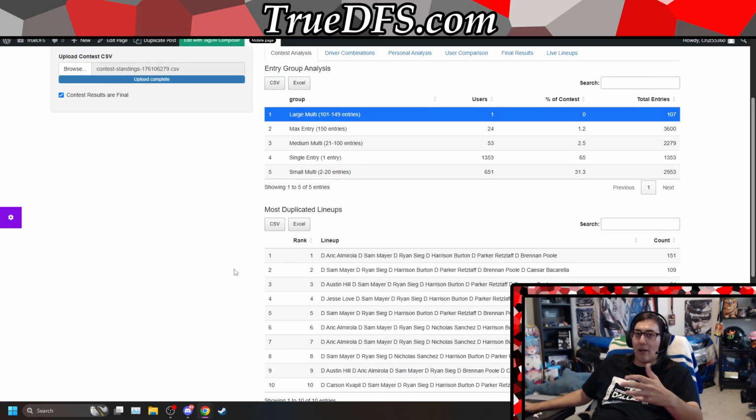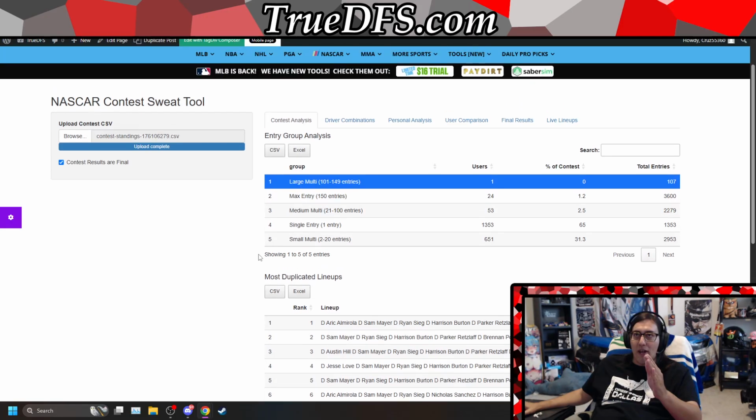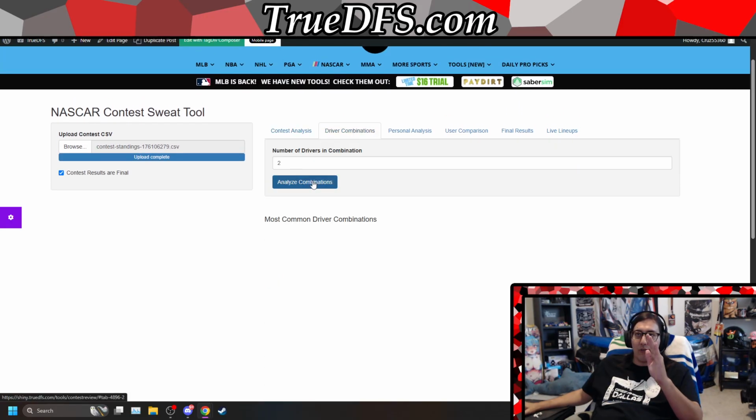This saves you a lot of time. If you've ever pulled the CSV and thrown it in Excel or Google Sheets or whatever, you just have the contest there. You don't have to make formulas or put in your own tools or plugins to get the data that you want from it. Here, we don't have to do that anymore. It automatically does it. We look at driver combinations, okay?